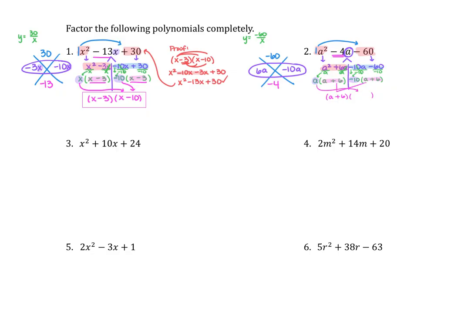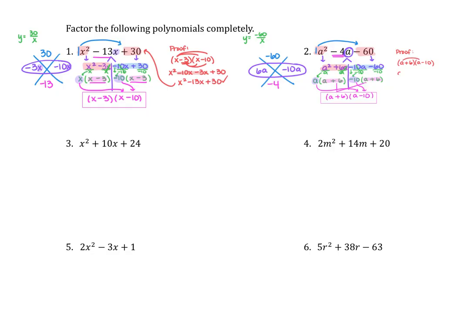So I'm going to bring this a down and this negative 10 down. That makes my two binomials. Again, I could do a proof or check step to check my answer by double distributing, FOIL, or box to make sure I got back to the starting problem.